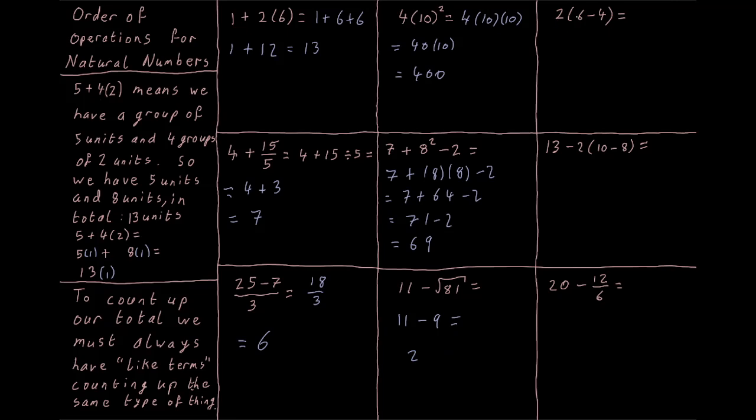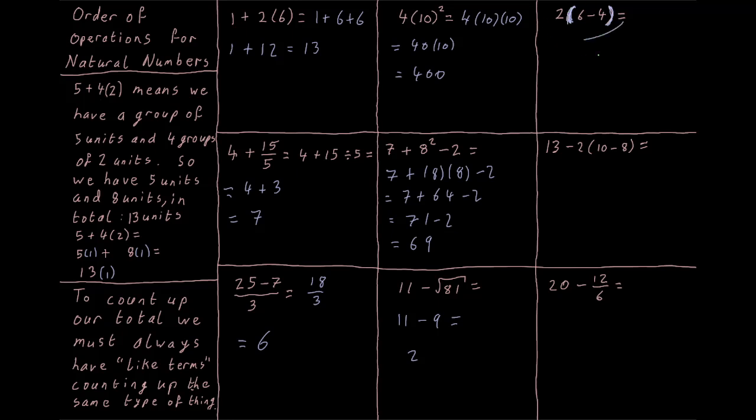Here we have 2 and then a bracket and 6 minus 4 inside the bracket. That means that we have 2 of all of this. So we have 2 of this group. Before we had 4 groups of 2. Now we have 2 of this overall group. And it's important we can think about it in this way.